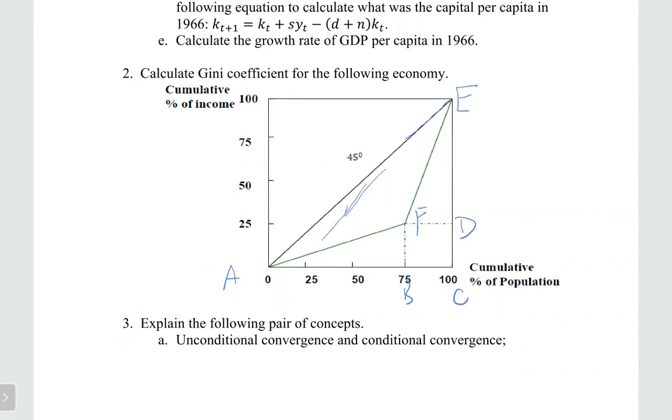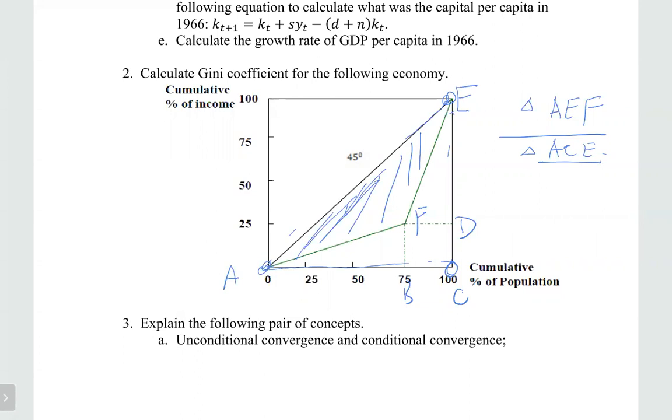As the region here, right? This triangle, the area of triangle AEF, divided by the big triangle, right? So that's the Gini coefficient, divided by the triangle of ACE. It may not be straightforward to find the region of AEF directly. But what you can do is first find the region of AEC, or this one. That should be easy, right?